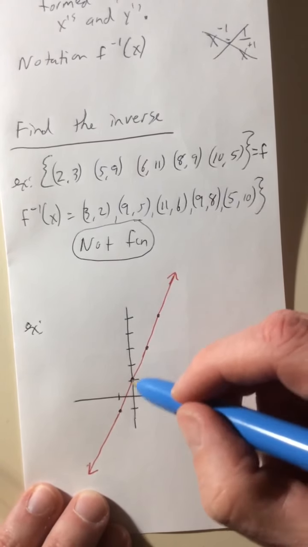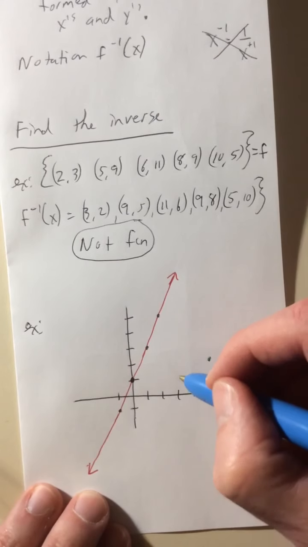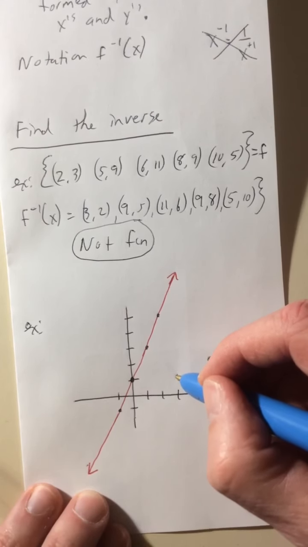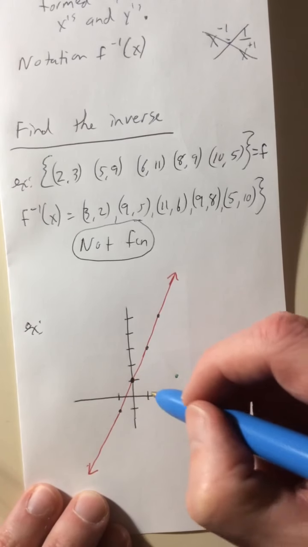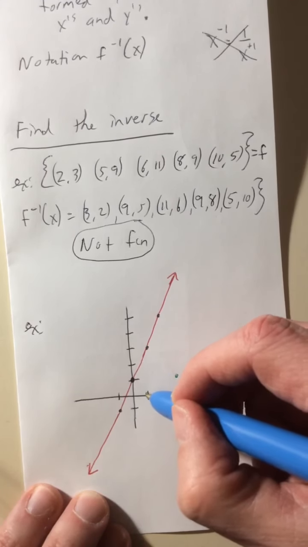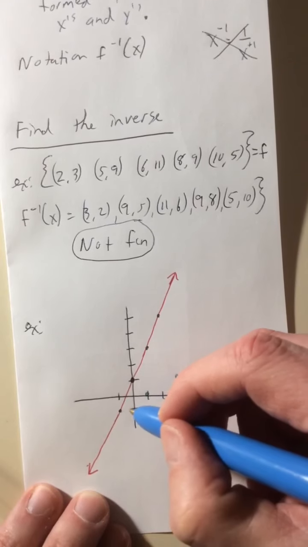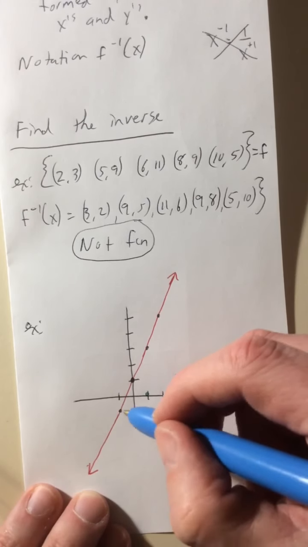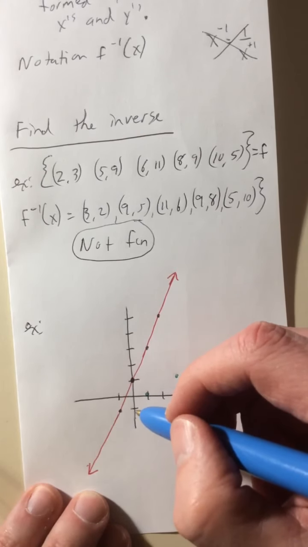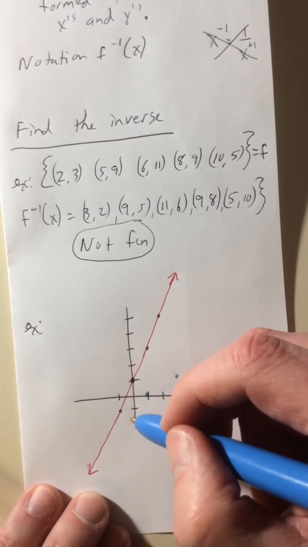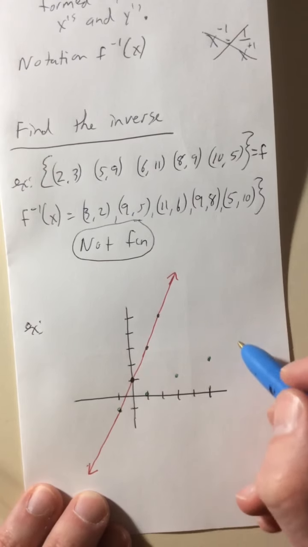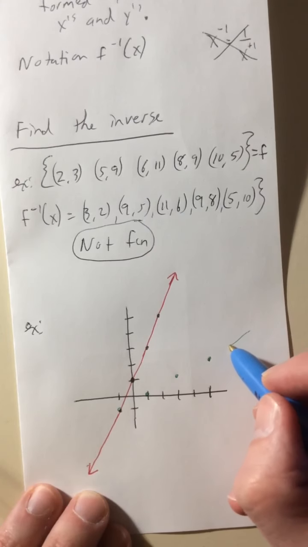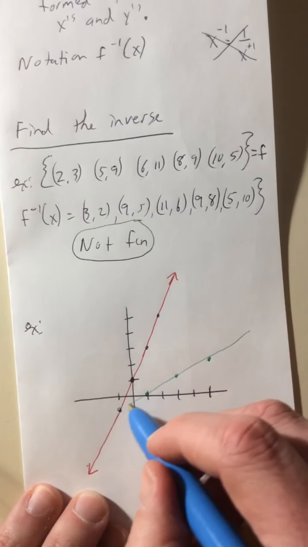And let's do this guy right here. 1, 3 becomes 3, 1. And 0, 1 becomes 1, 0. And negative 1, negative 1. So let's switch negative 1 and negative 1. Well, it's the same thing. So when you switch negative 1 and negative 1, you get negative 1, negative 1. So it's right there. So we're just going to connect the dots here, and we go right through.